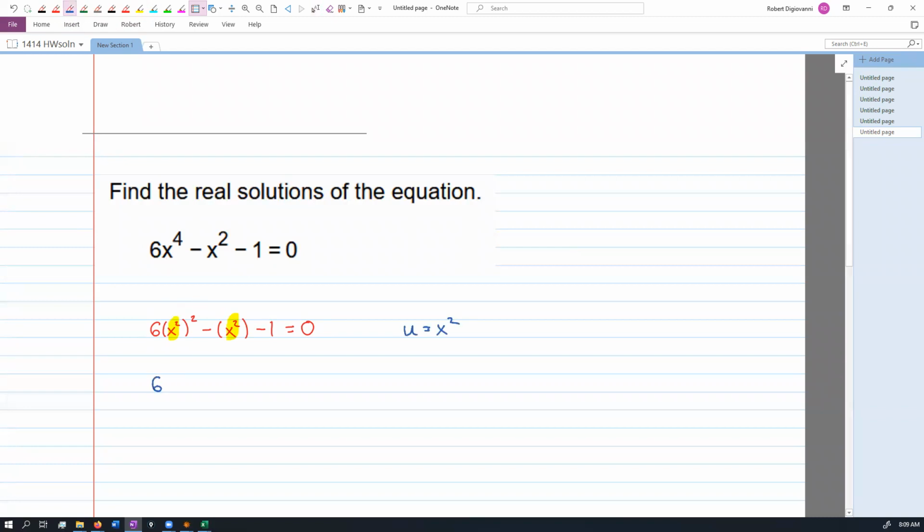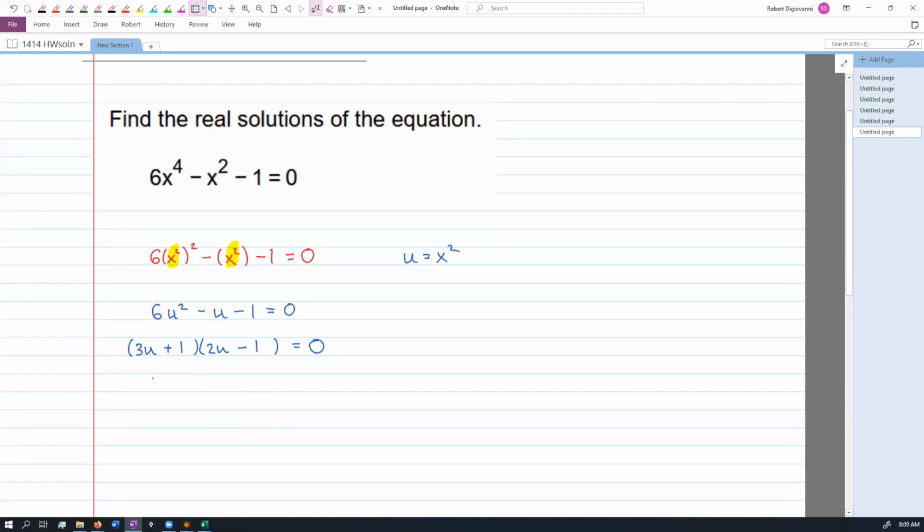then the problem would become 6u squared minus u minus 1 equals 0. And then that should factor, let's see here, 3u plus 1, 2u minus 1. Let's check that real quick. This is going to be 6u squared plus 3u minus 3u plus 2u, that gives us minus u, and then minus 1. So that should work. I set each of those equal to 0.